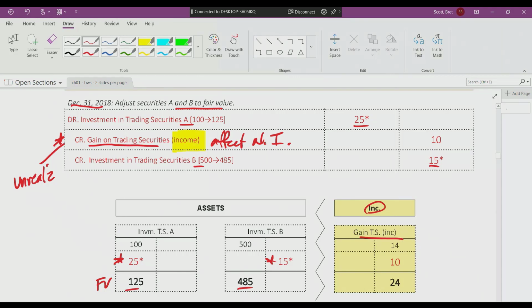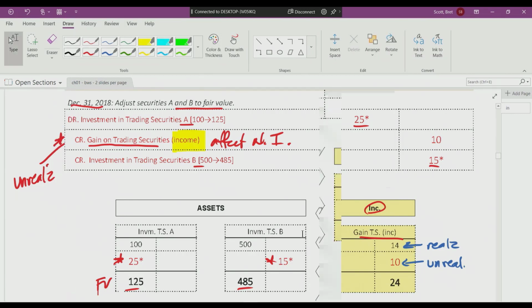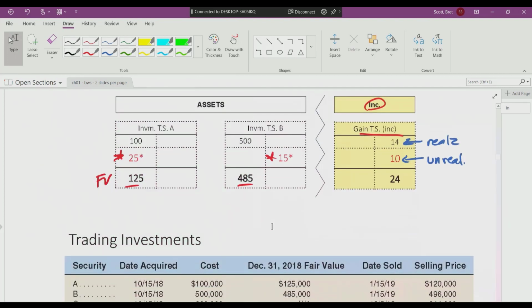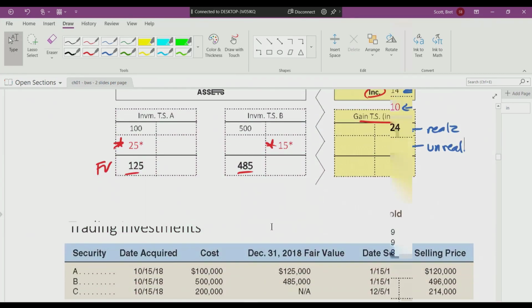So this looks weird. Bear with me here, though. The 14 we recognized earlier, that was realized. And this 10 down below here is unrealized. And the FASB says that's okay. Throw it all in the income statement. Let the full 24 affect net income. Fine. Trading securities are fairly easy to account for in that regard. There's not a whole lot of messing around you do with the various accounts and reporting in this case.